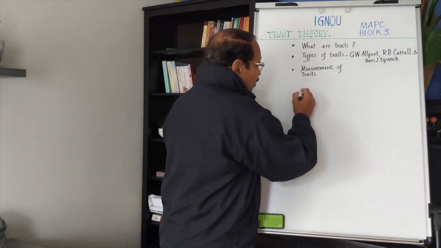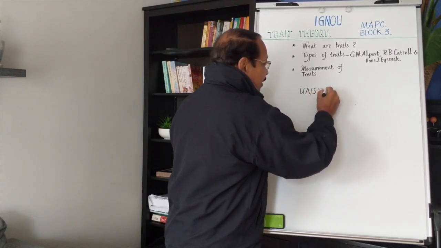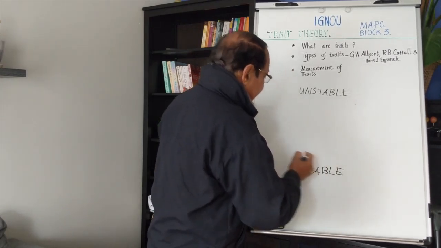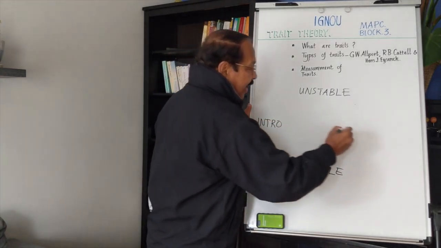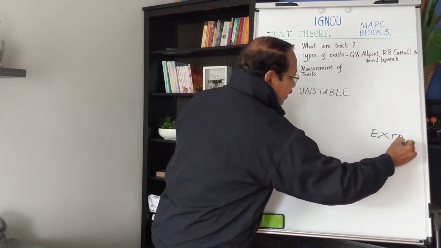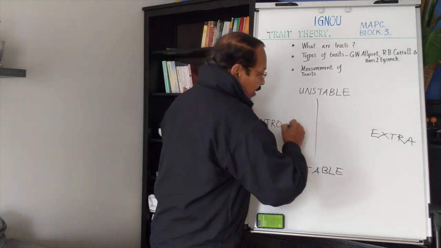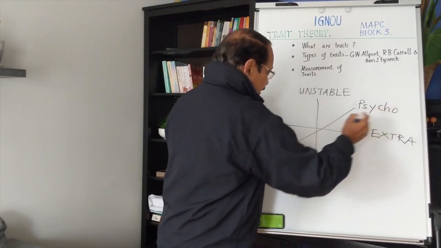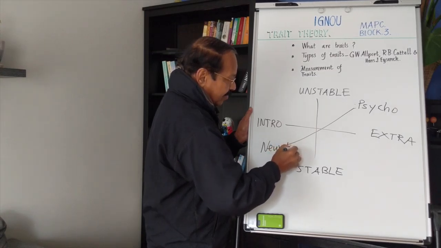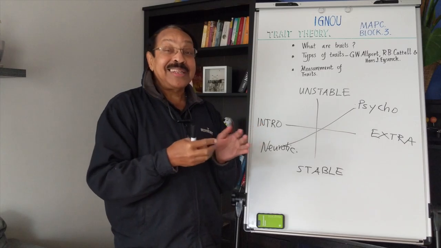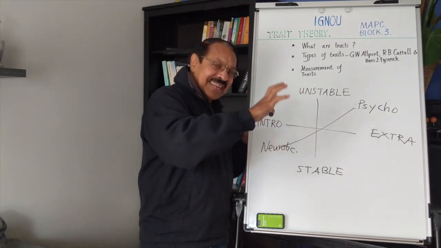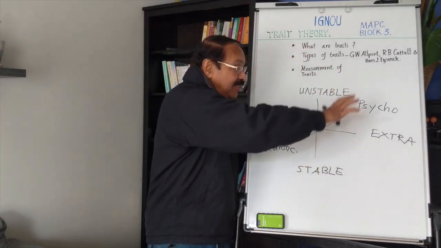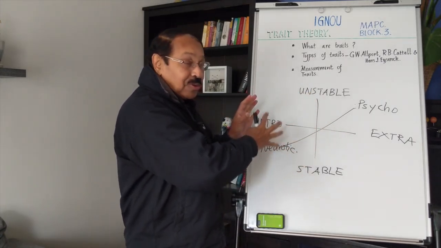Say, for example, emotionally unstable, emotionally stable. I am putting it here because of introversion, extraversion. Psychotic, neurotic. So what are the three traits? Not traits, three major dimensions. Stability and instability, number one. Introversion, extraversion, number two. Neuroticism, psychoticism, number three. In between, he has put so many characteristics.